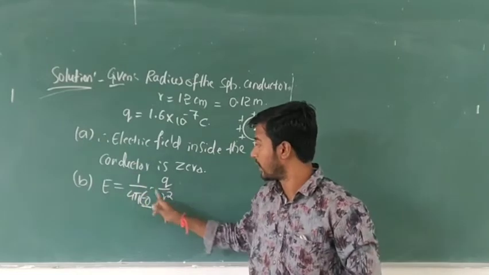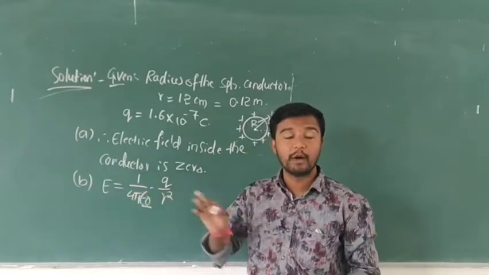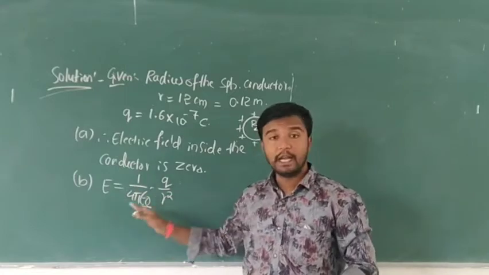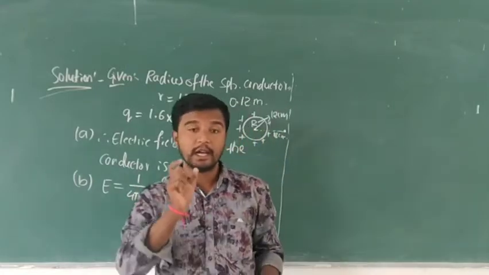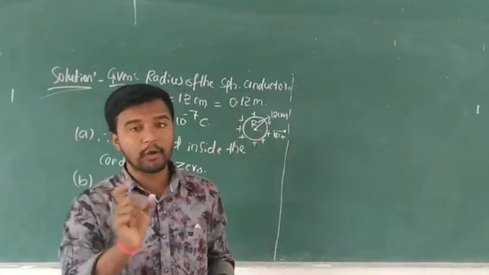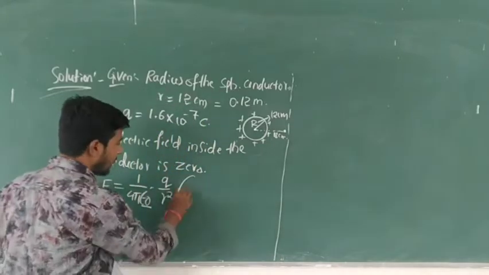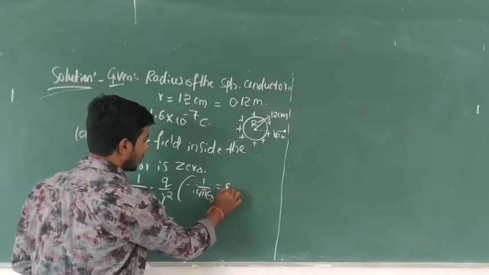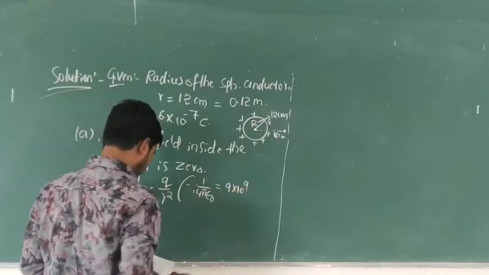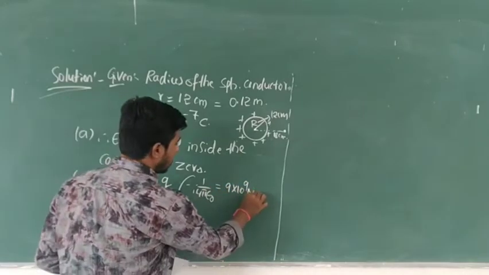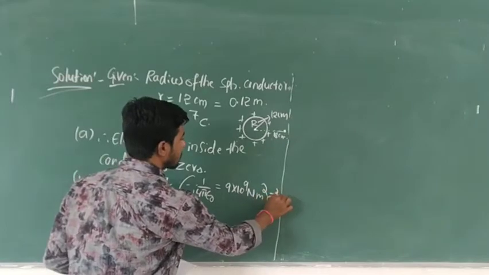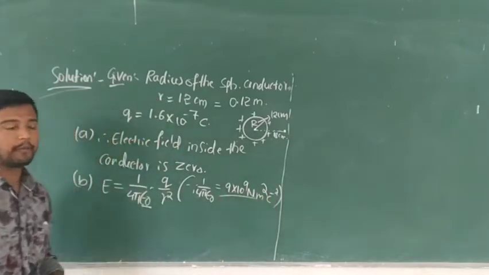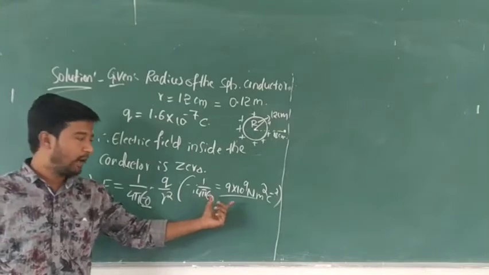This is most important. 1 upon 4 pi epsilon naught has a fixed value, and you should note it down. So I will write here: 1 upon 4 pi epsilon naught equal to 9 into 10 to the power 9 Newton meter square per coulomb square. This is a fixed value. Please write down in your notes.